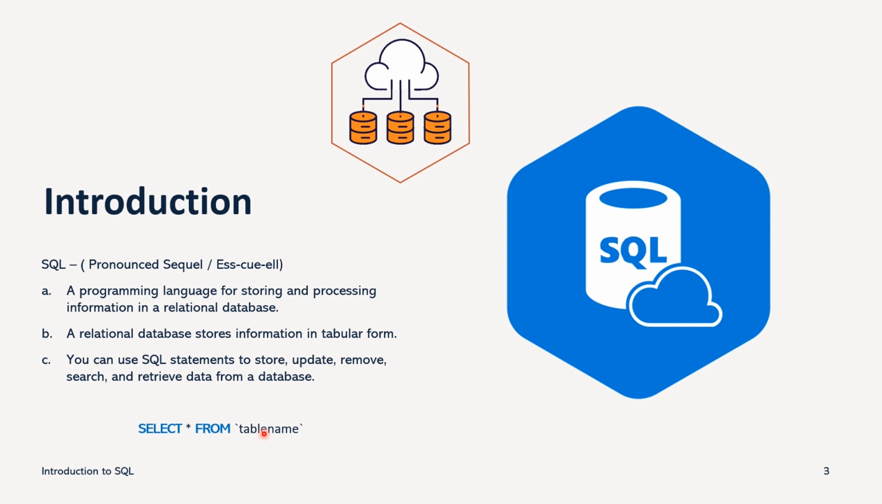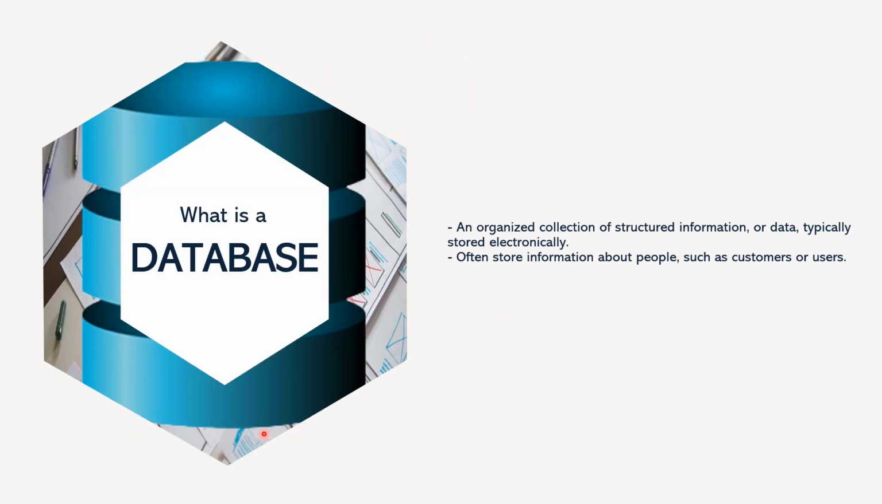A database is a collection of data that relates to one another, stored in a single file. The definition says it's an organized collection of structured information or data, typically stored electronically. It often stores information about people such as customers or users. Social media platforms use databases to store user information such as names, email addresses, user behavior, passwords, you name it.